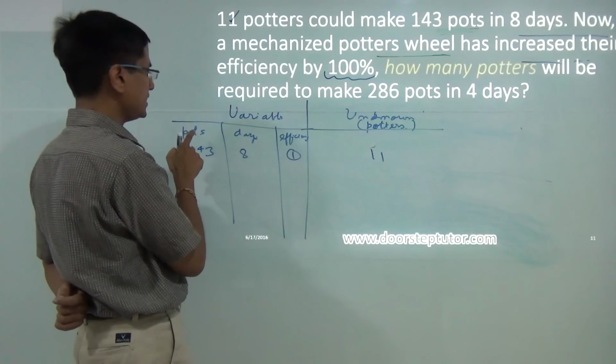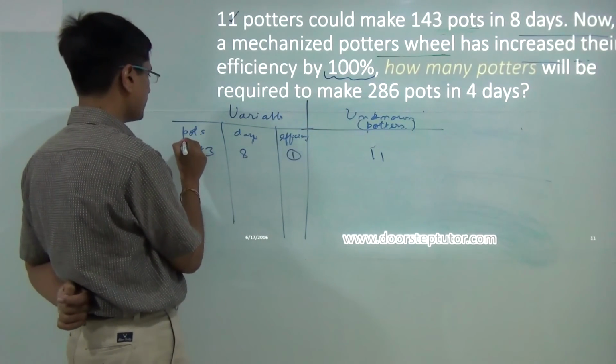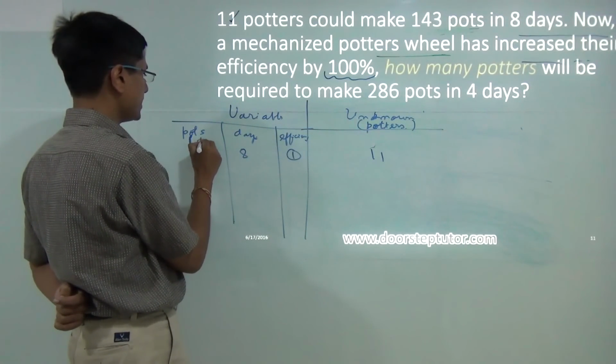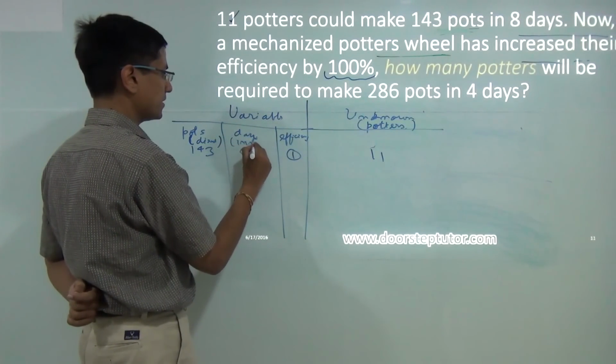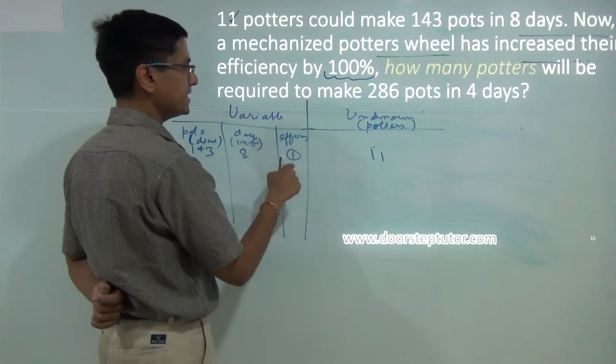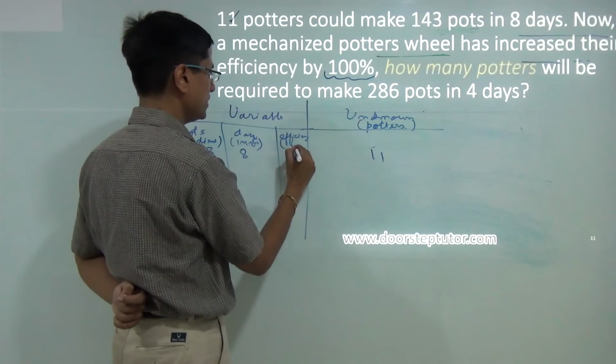Now the relationship is, if the number of pots increases, the number of potters required is increased, so there is a direct here. With the number of days, the potters would decrease, so there is an inverse here. If efficiency is increased, the number of potters would decrease, so there is an inverse here.